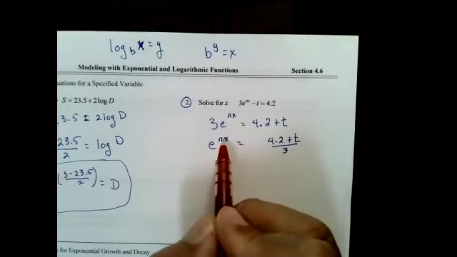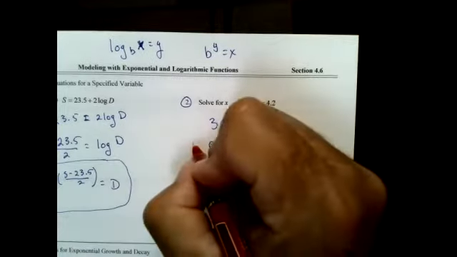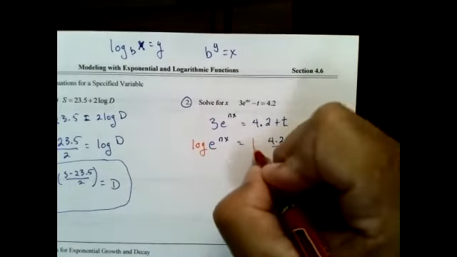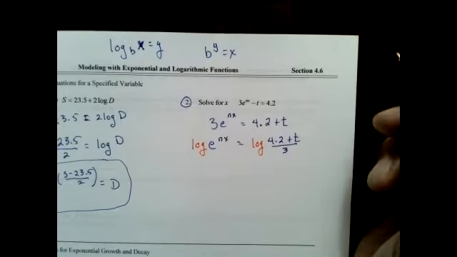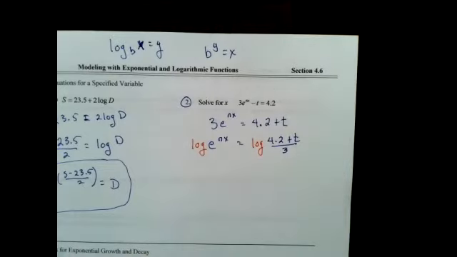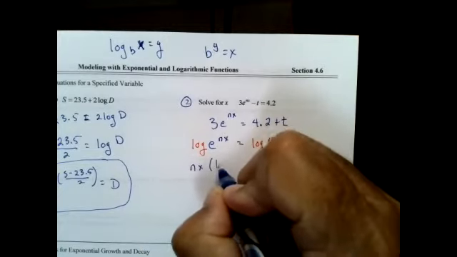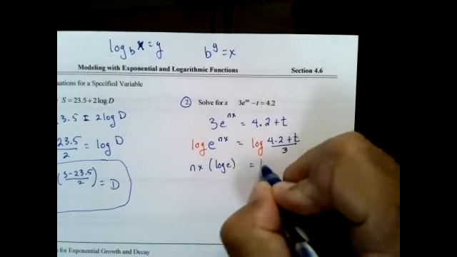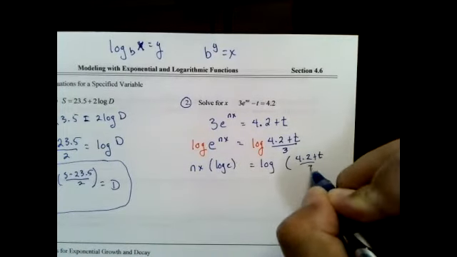That exponent up in the air is a problem. I'd like to get it not up there. So what I'm going to do is take the log of both sides. What might be better than the log? What if I took the natural log? Yeah, let's just start with the log. So now I get n times x log e equals the log of 4.2 plus t over 3.